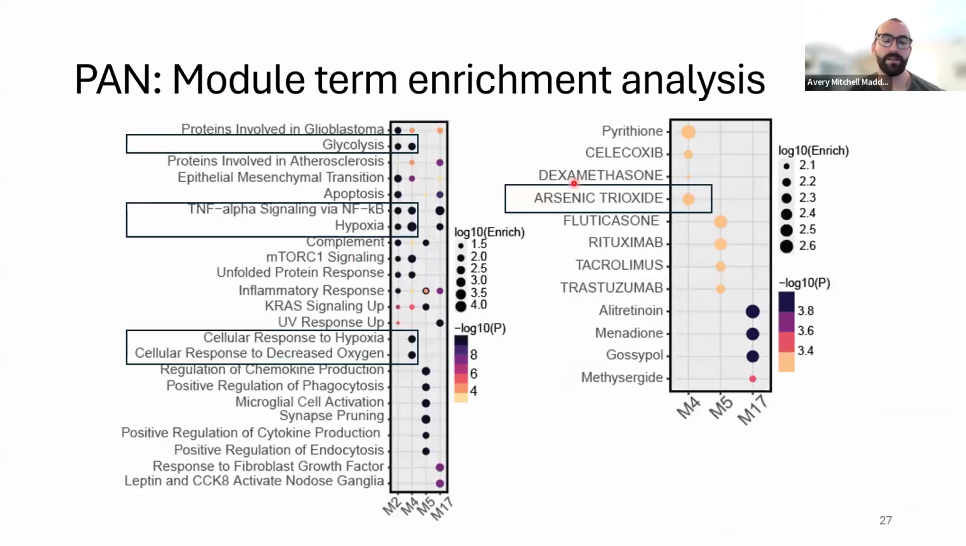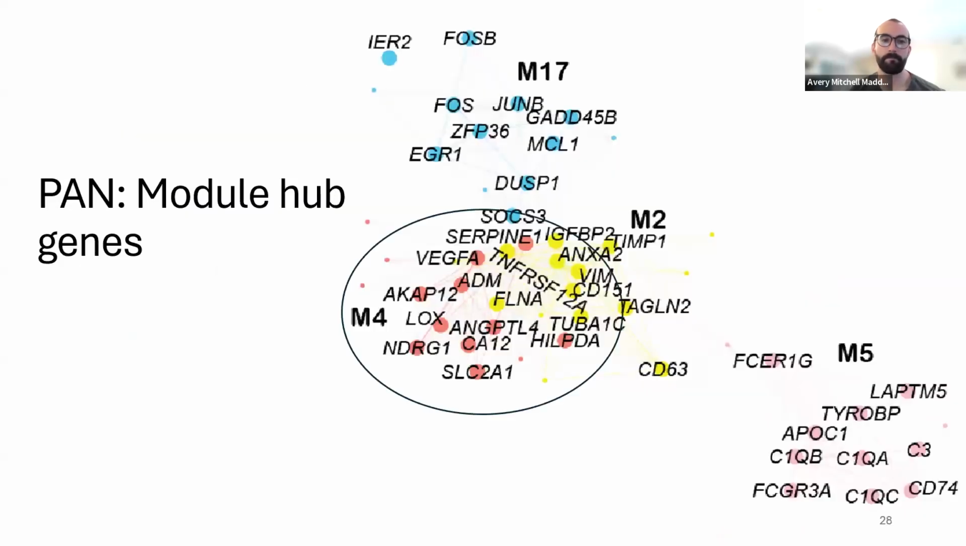But also interestingly, we see that it's a potential target of arsenic trioxide, which has had some evidence in literature for being a potential promising treatment of gliomas and glioblastoma. So just looking at genes that are in module 4, we identify several markers of the NEFTEL MES2 tumor state. So these are HILPDA, ADM, NDRG1, ACAP12, SLC2A1, and ANGPTL4. It's a lot of markers of, again, a specific tumor state.